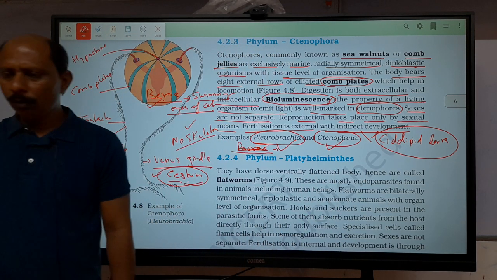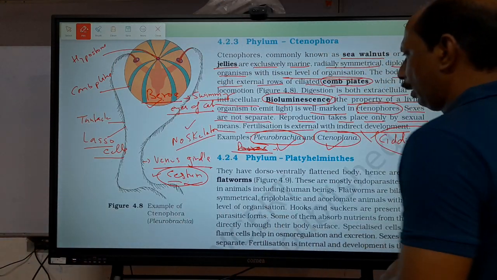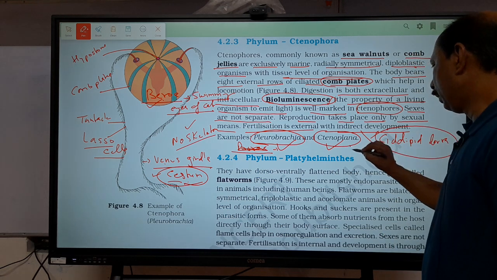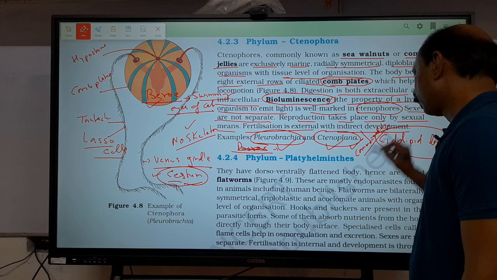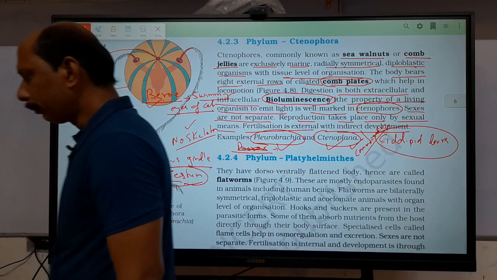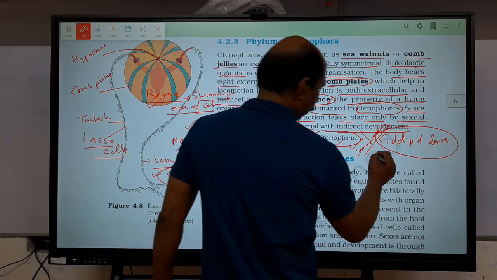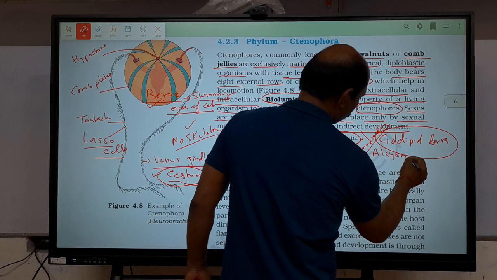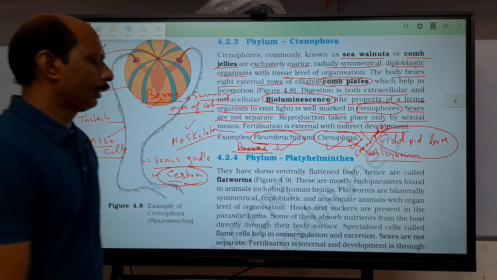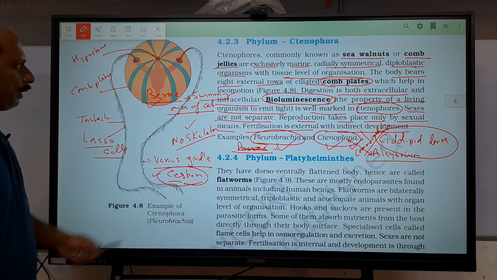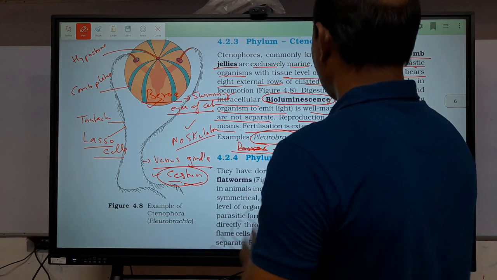Ctenoplana is found on the common Cellulosum with Alcyonium, which is another animal. Okay, so this is about the ctenophora. In ctenophora no other classes are there, only one single class.